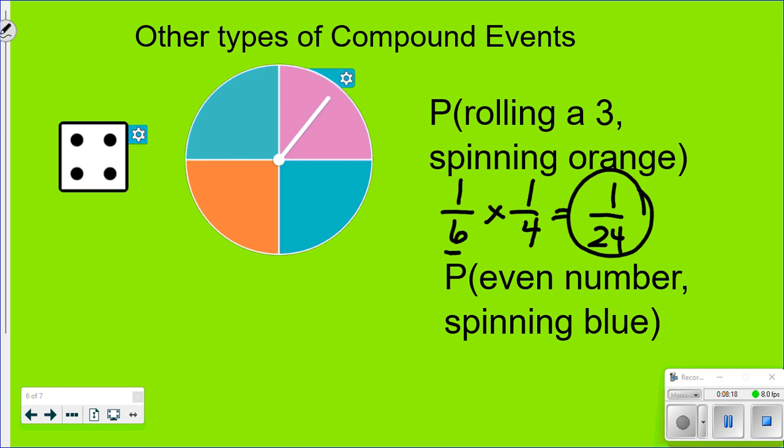All right, so my next one is the probability of an even number and spinning a blue. So first of all, let's talk about your even number. On my dice, I have a 3 out of 6 chance of getting an even because 2, 4, and 6 are even. So I have about 1/2. I'm just going to reduce my fraction.